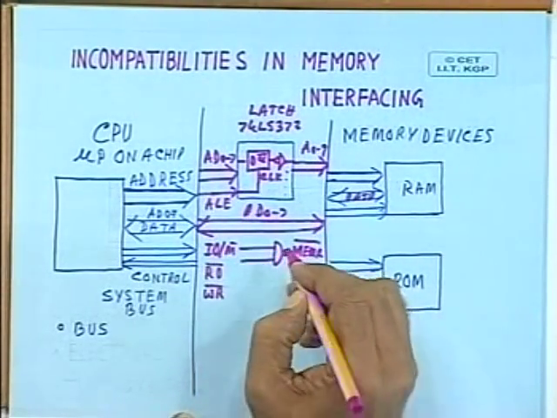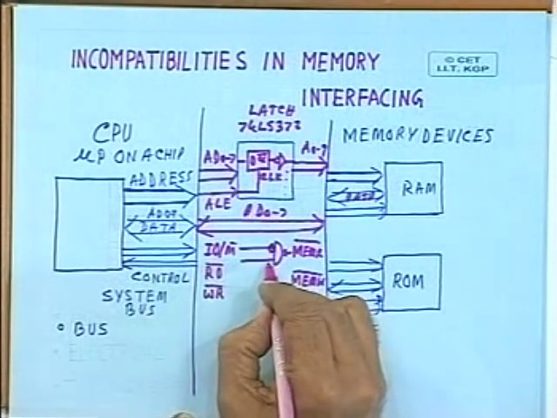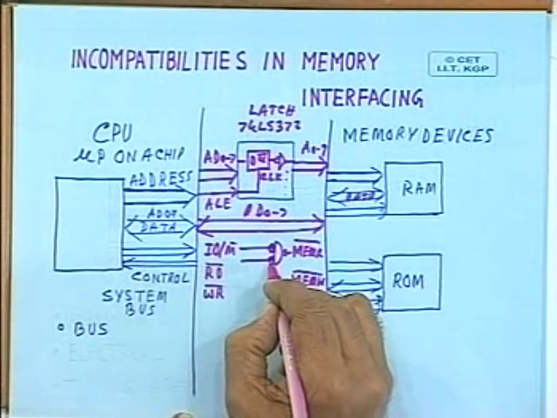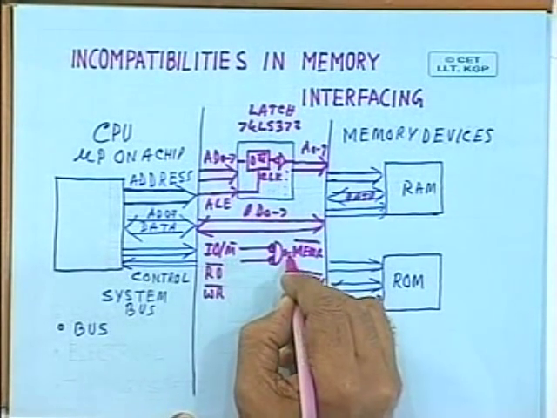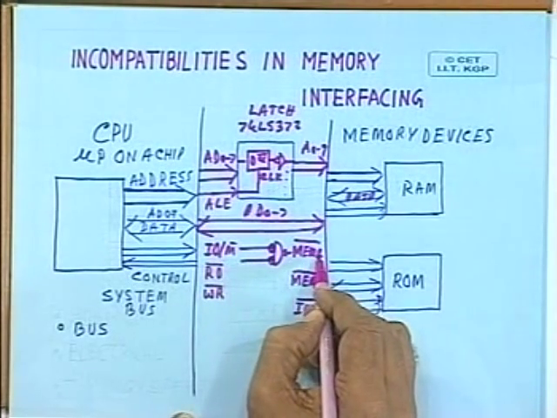So this is low, this has to be low, this has to be also low. Whenever both of them are low, then the output will be low, memory read. That means when read is low and IOM is low, you will get memory read.